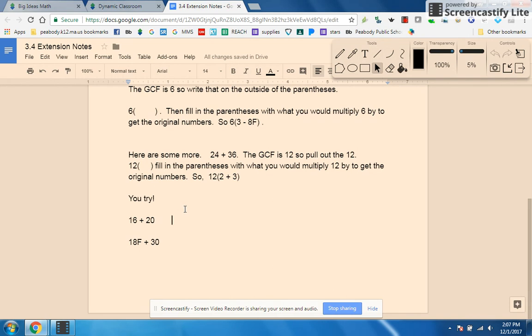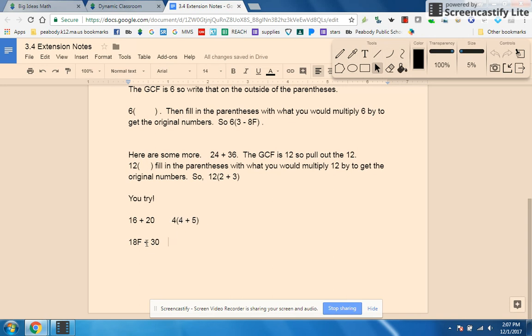I need the largest number that goes into 16 that also goes into 20. That would be 4. So I'm going to put 4 for my GCF. Okay? Now I have to figure out what times 4 is 16, which is 4. Bring down the plus sign. Figure out what times 4 is 20. That's 5. And close my parentheses. That's your final answer. Okay?